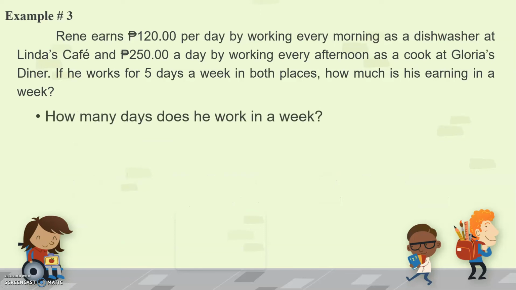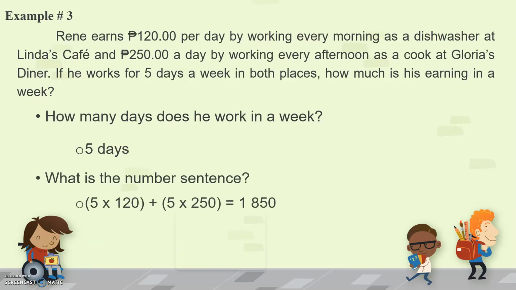How many days does he work in a week? So, ilang araw daw? He works for 5 days. And what is the number sentence? So, this is our first number sentence. We have 5 times 120 plus 5 times 250 equals 1,850. So, saan natin nakuha itong 5? Ito yun. Minultiply sa 120, and then another 5, minultiply sa 250. So, ito yung first number sentence.